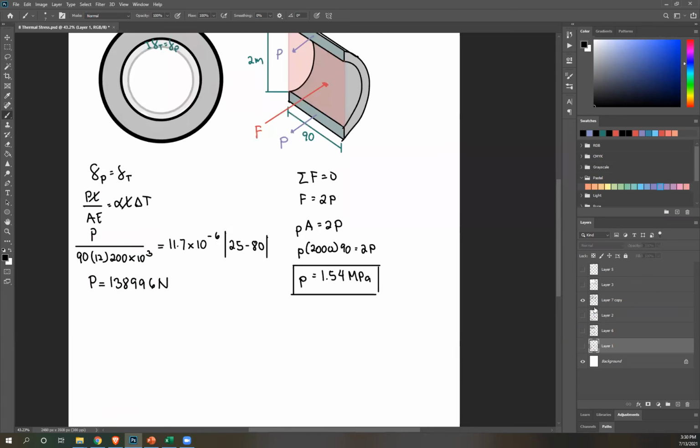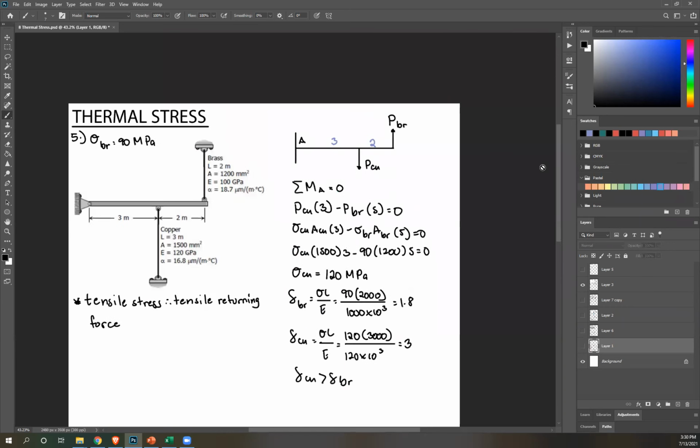So going back to our problem, how will brass get a returning force? There's only one way. That is for brass to deform so that it is needed to pull or stretch to go back to its original position. Okay? So that means if we have this brass, it needs to shrink this way so that we have a returning force moving it back to its original position. Okay? So that is the importance of that.